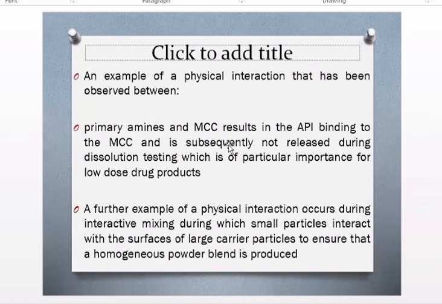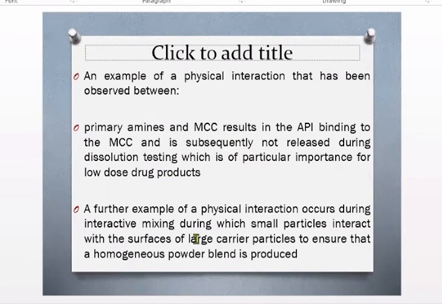Examples of physical interactions have been observed, for example, between primary amines and microcrystalline cellulose, with the API binding the MCC. So if a drug has a primary amine and you combine it with MCC, microcrystalline cellulose, this interaction usually results in the drug not being released during dissolution testing. And this means that the product is going to fail the dissolution test.